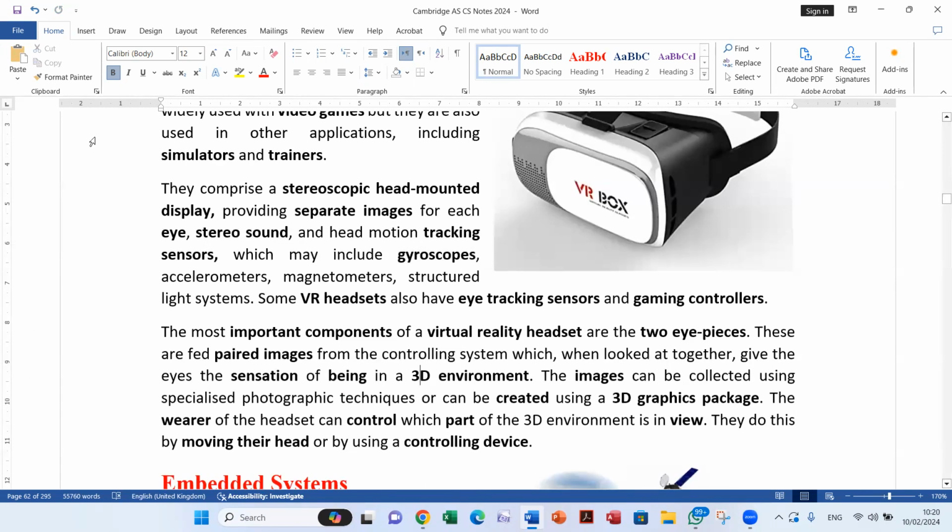Next, we have to study embedded systems. And the embedded system is such an important topic that we have to study very carefully.